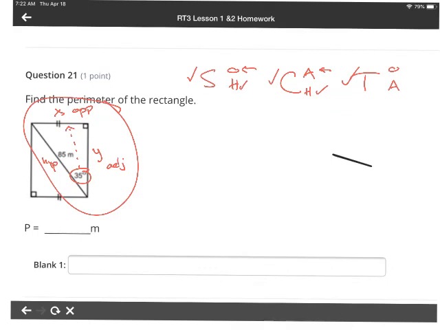So to solve for the opposite, we're going to use the sine of 35 degrees equals our opposite measurement x over our hypotenuse of 85. So we're going to put that over 1. The sine of 35 is 0.5736 over 1 equals x over 85. And then we cross multiply to get x equals 85 times 0.5736. And we get 48.76.